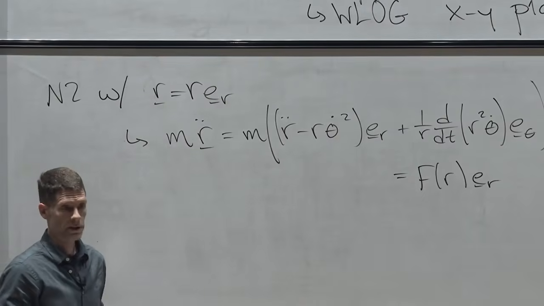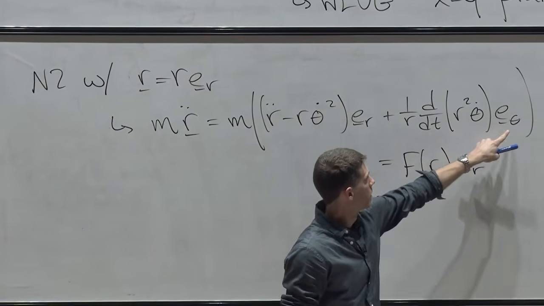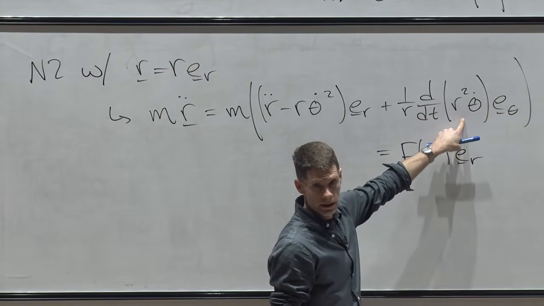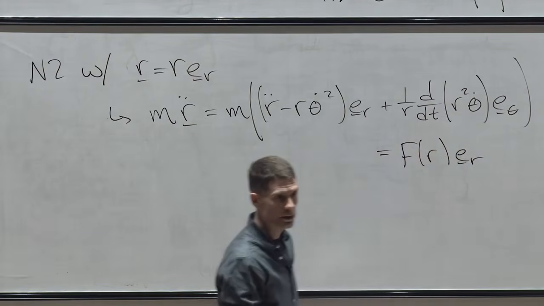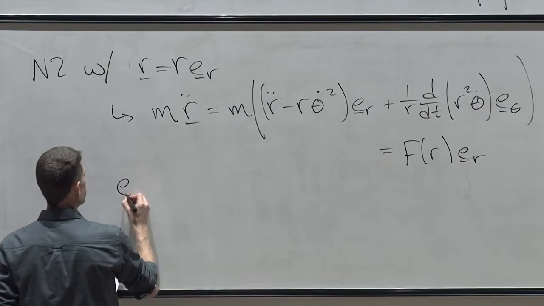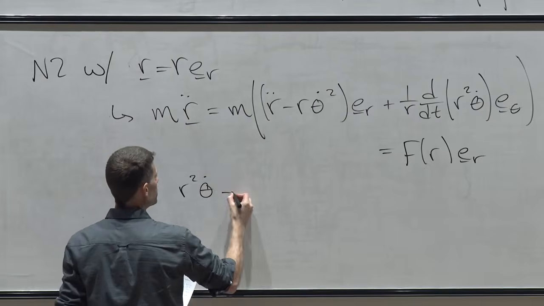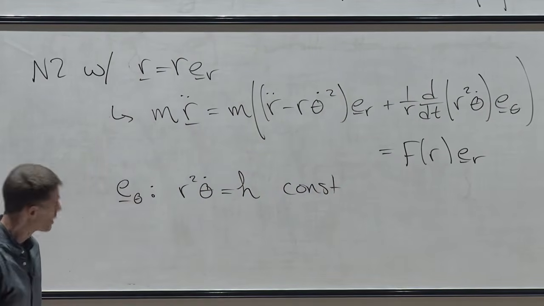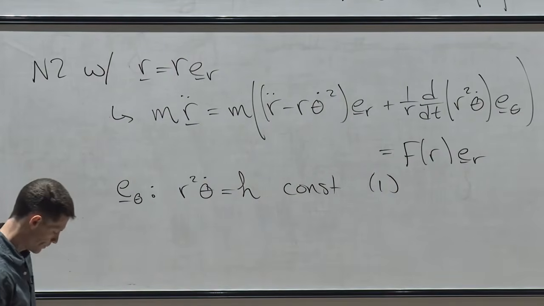And some of our same tricks are going to work. There's no E theta component to the force, which means that this thing is not balanced by anything, which means that that d dt is 0, which means that r squared theta dot is constant, which is what we've been calling h, is going to apply as usual. So the E theta component, we get r squared theta dot equals h is a constant. Let's label that as fact 1 or equation 1.